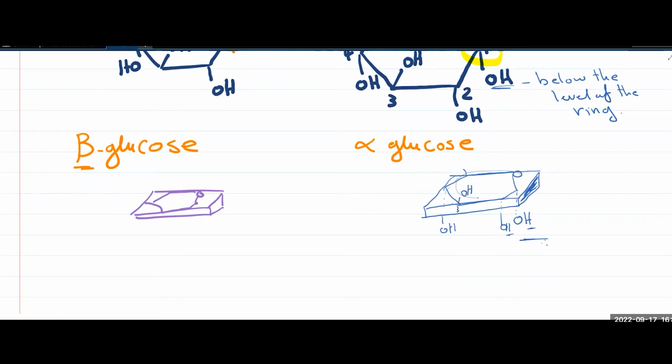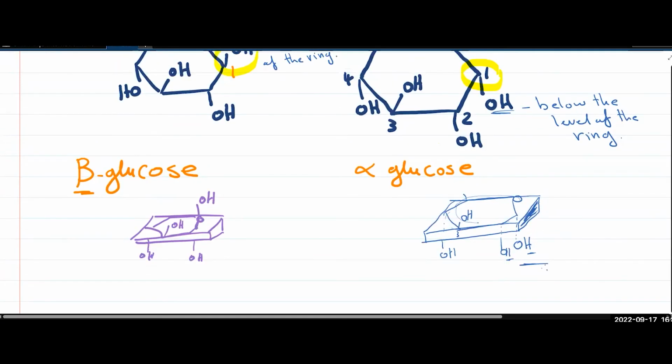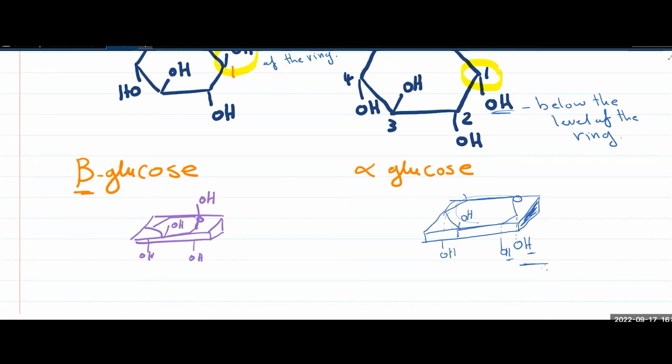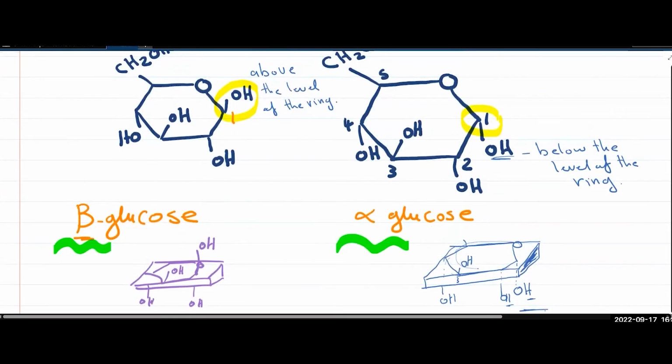Carbon number 1, its hydroxyl group up with the hydroxyl of carbon number 3, and all of the others stay below as they were. Okay, so here I learned that the ring structure of glucose can have 2 stereoisomers, or different arrangements in the geometry. It could be beta glucose or alpha glucose. What is the difference between them?